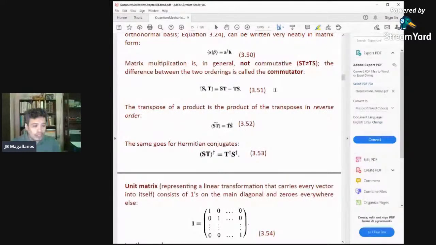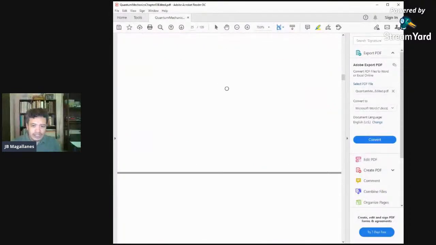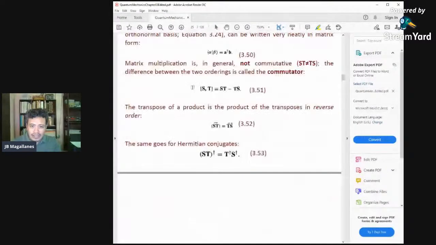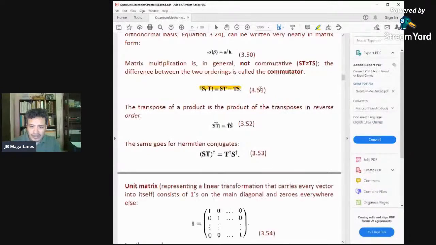And hence their commutator will be zero. So in general, this is not zero. In general, this is not zero. That's why you have the commutator of the matrix, the bracket S comma T.